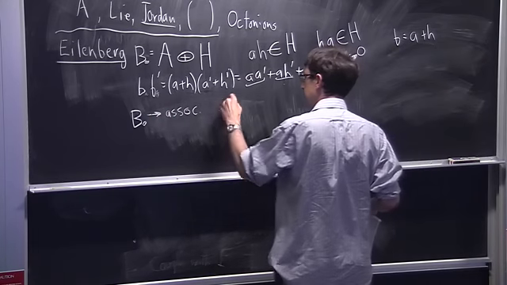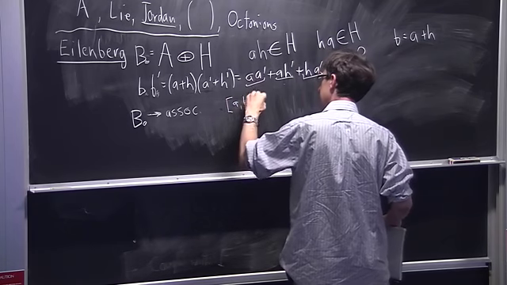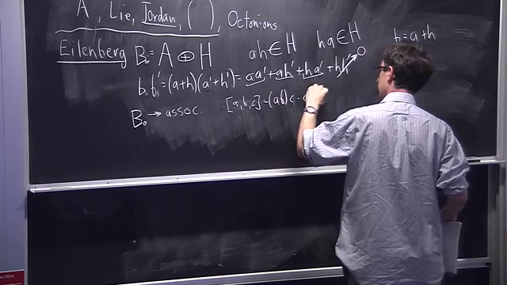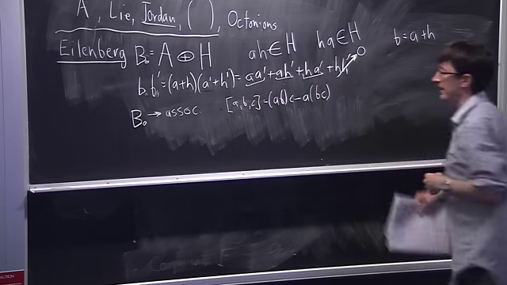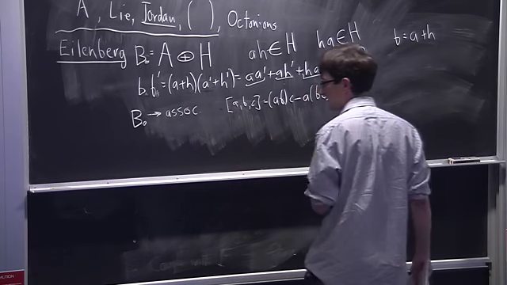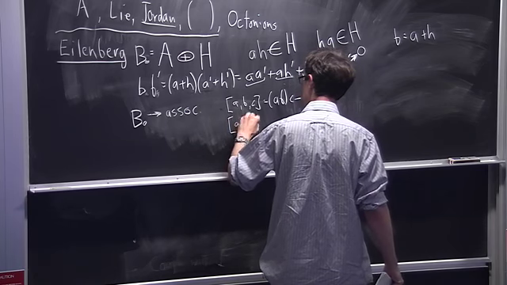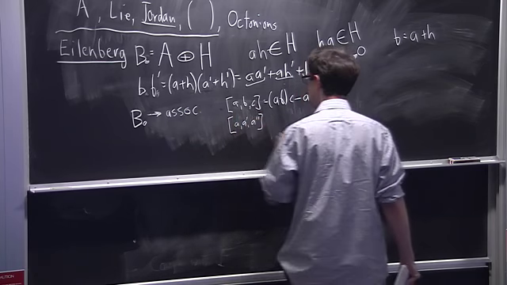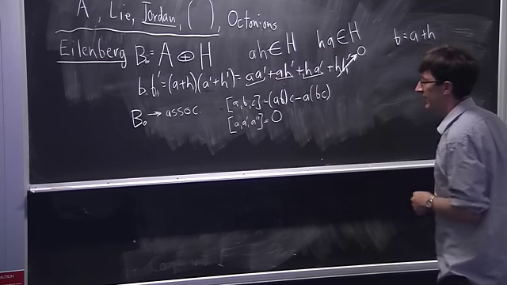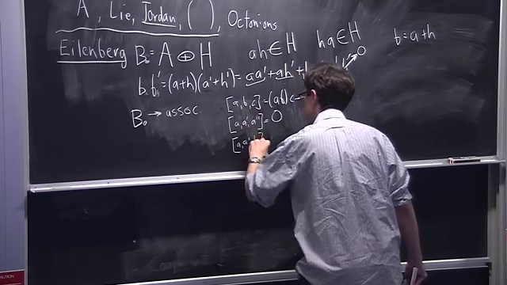In particular, if I define the associator of three elements A, B, C to be (AB)C minus A(BC), then all the associators in this algebra have to be 0 in order for it to be associative. So in particular, this associator has to vanish. Well, that recovers the usual assumption that A is associative. This associator has to vanish.